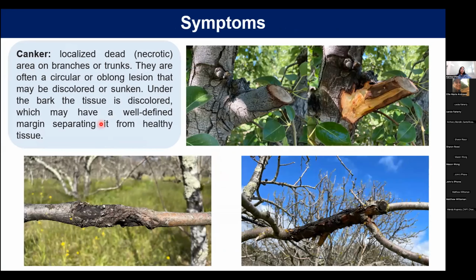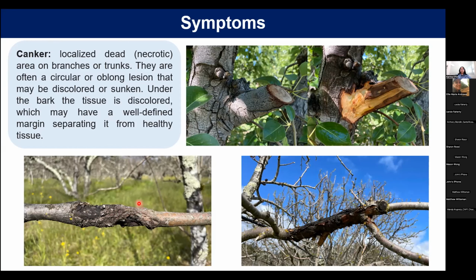So I wanted to start with 2 different concepts that we're going to be talking about along this presentation. One of them is canker. When we talk about canker, it's basically localized death or necrotic tissue that we will see here, for example. They are often circular or oblong, and also discolored and sunken, like the one that you can see here at the bottom.